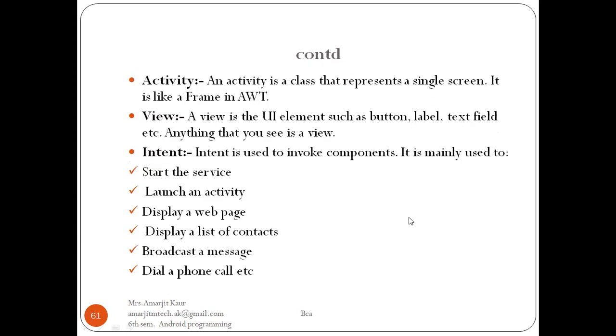What is an activity? Activity is a class that represents a single screen. It is like a frame in AWT. What is a view? A view is a UI element such as a button, label, text field, etc. Anything that you see is a view.